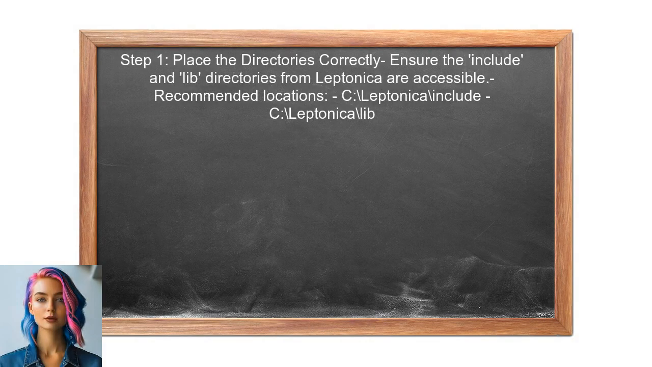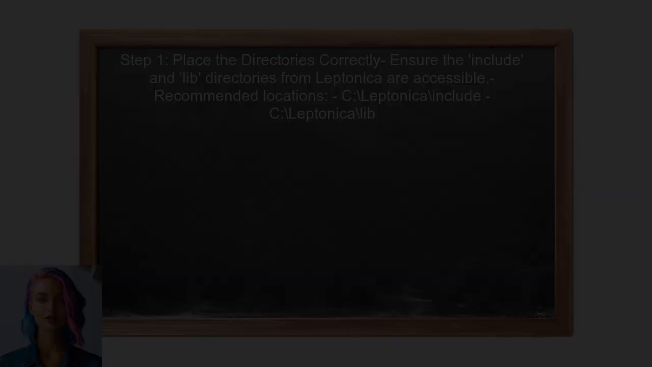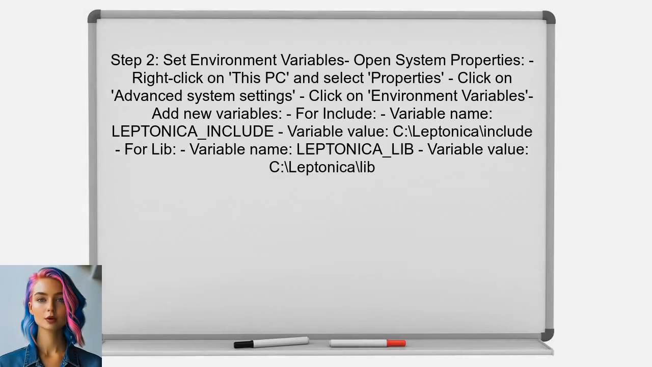To begin resolving the issue, the user should ensure that the include and lib directories from the Leptonica download are correctly placed. These directories need to be accessible during the installation of Tesserocr. Next, the user should set environment variables to help the installation process locate the necessary files. This involves adding the paths to the include and lib directories to the system's environment variables.